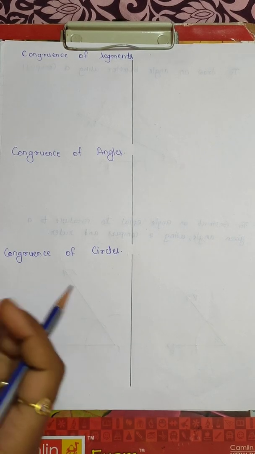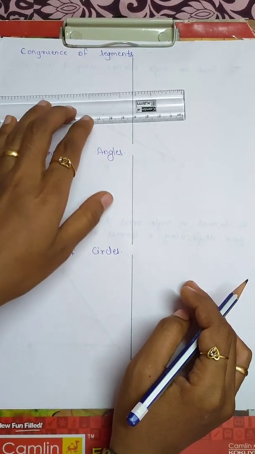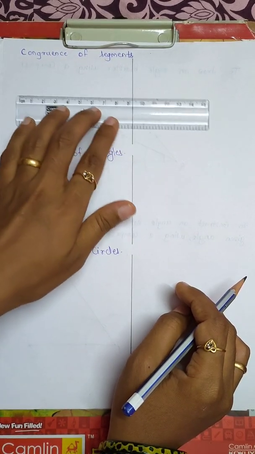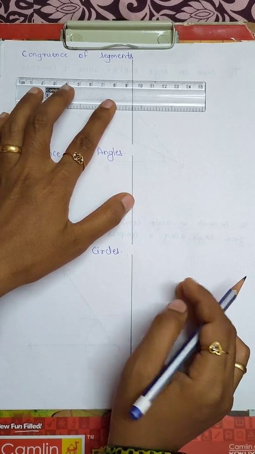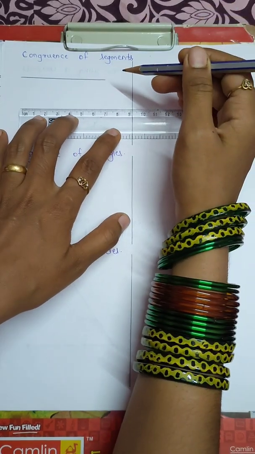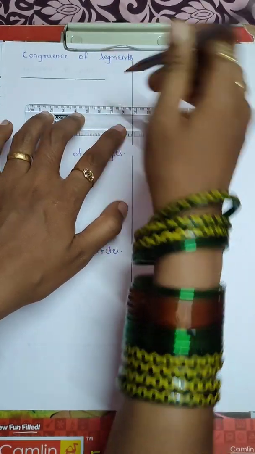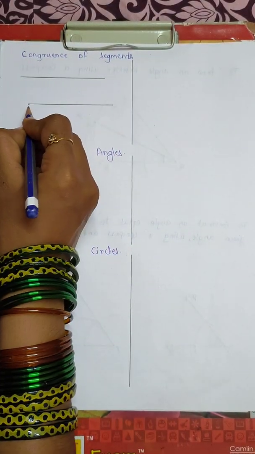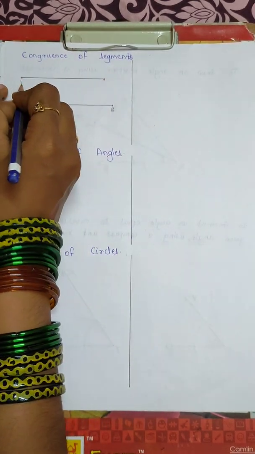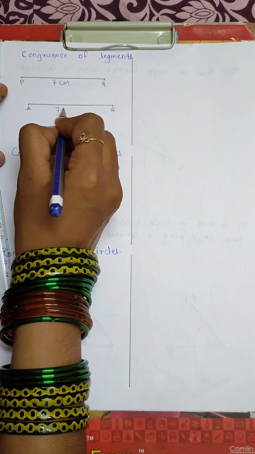Let's discuss what are congruence of segments. This is related to segment. Segment means a line or a piece of line. Congruent means same. So, if there are two segments, let's consider them as 7 centimeter and another segment of 7 centimeter. So, these two segments A, B and P, Q are of 7 centimeter each.